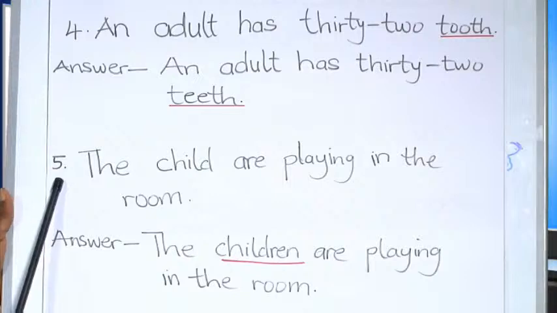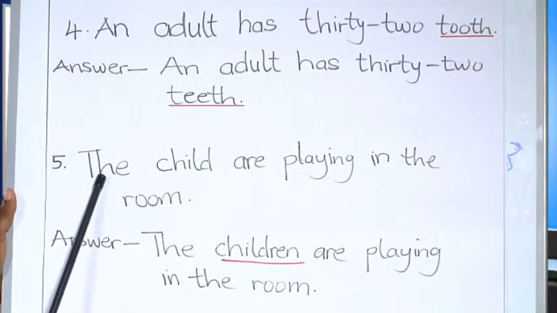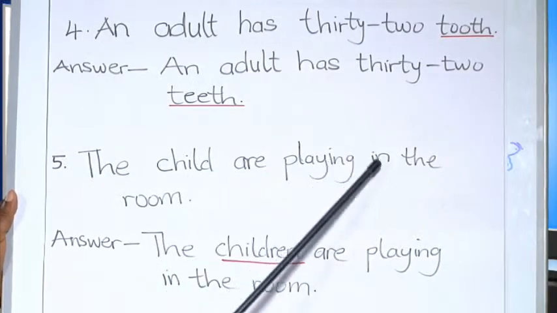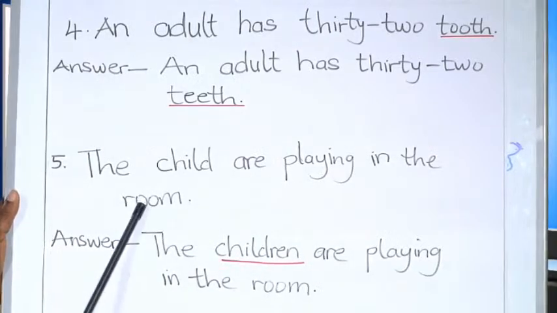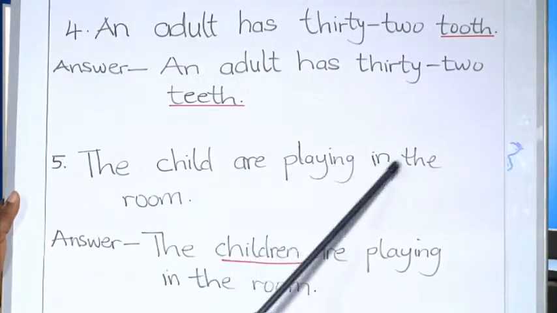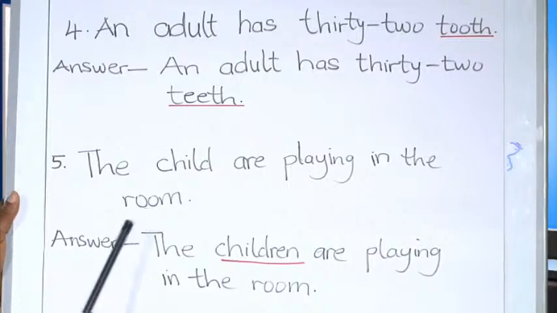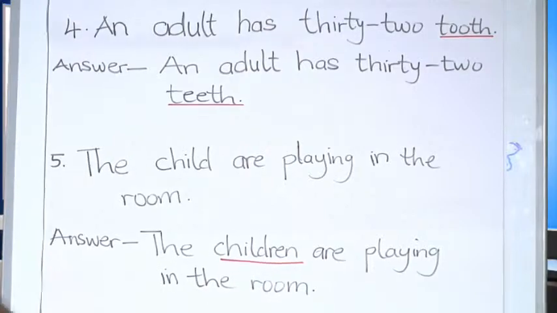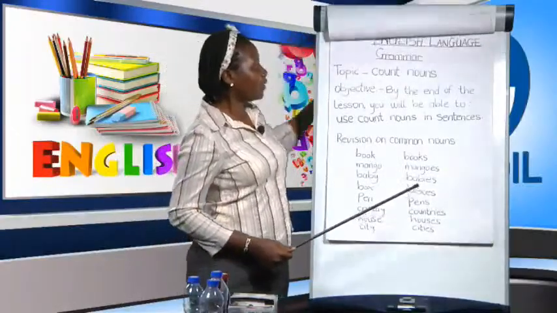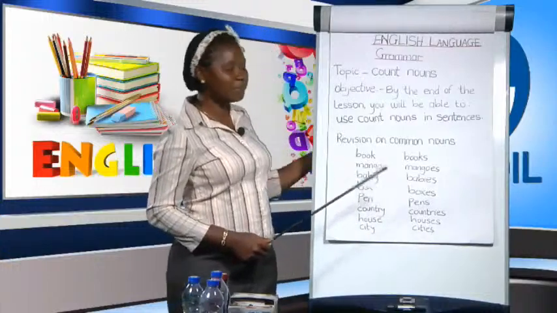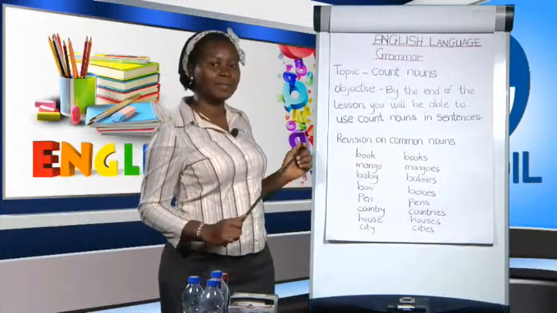Number 5, the last one. The child are playing in their room. The answer is, the children are playing in their room. So you have children. I hope you had all of them correct. Very good.